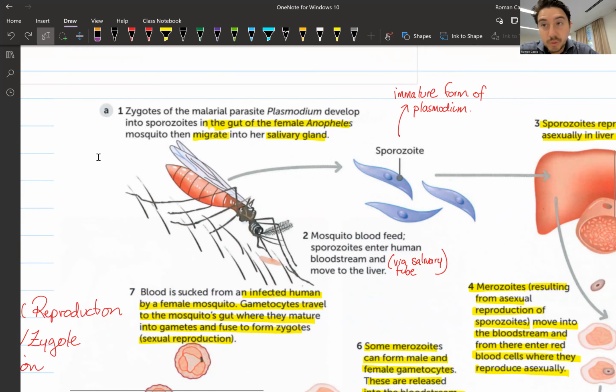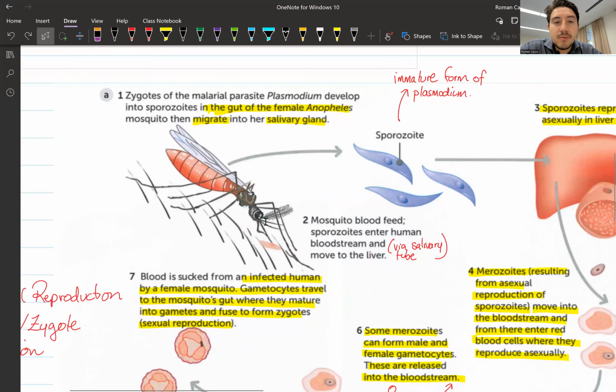In the gut, where this is forming, the zygote. Remember what a zygote is: after fertilization, where you have the female gamete and the male gamete, they fuse together, fertilization occurs to produce a zygote. Of course, this little single cell needs to develop. It's going to develop into an immature form of the plasmodium, which is referred to as a sporozoite, an immature form of plasmodium.